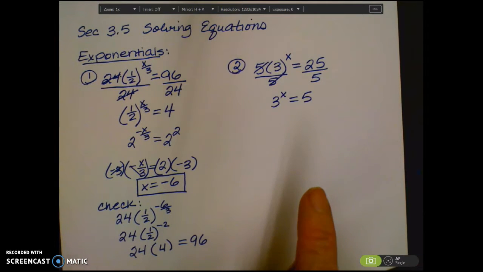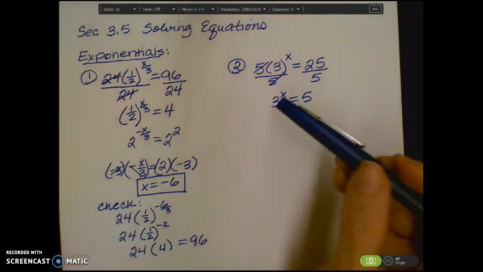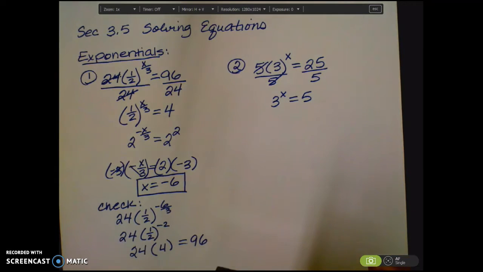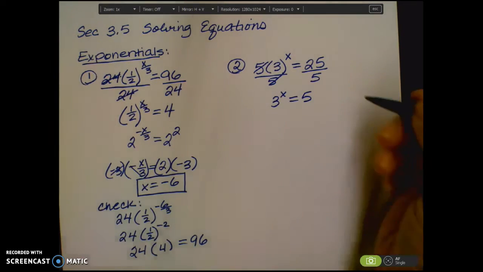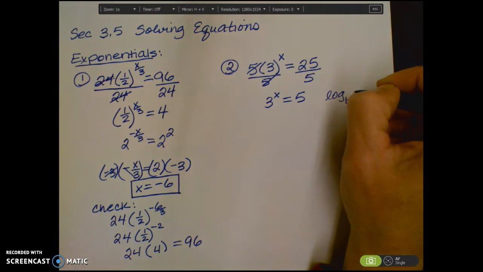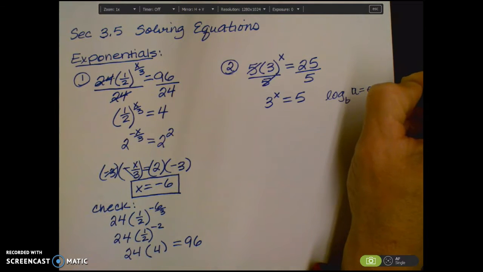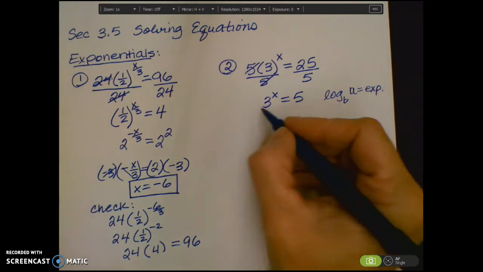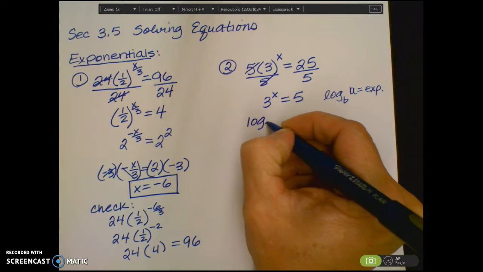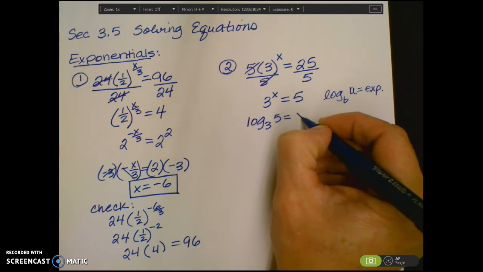Now, in this case, I can see that there is no common base that I can use. That would be 3 and 5 are not both exponential powers of some base, like they were over here with the 2. When that happens, you want to change it into logarithmic form. And remember, in your log form, you have your base here, the value in this case, whatever that number happens to be, and then our exponent is over here on the right. So in this case, the log with a base of 3 of 5 equals the exponent x.